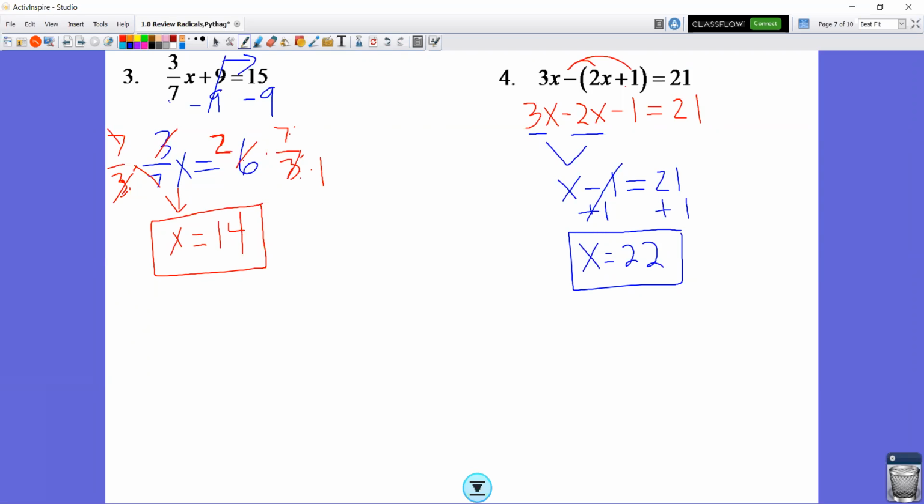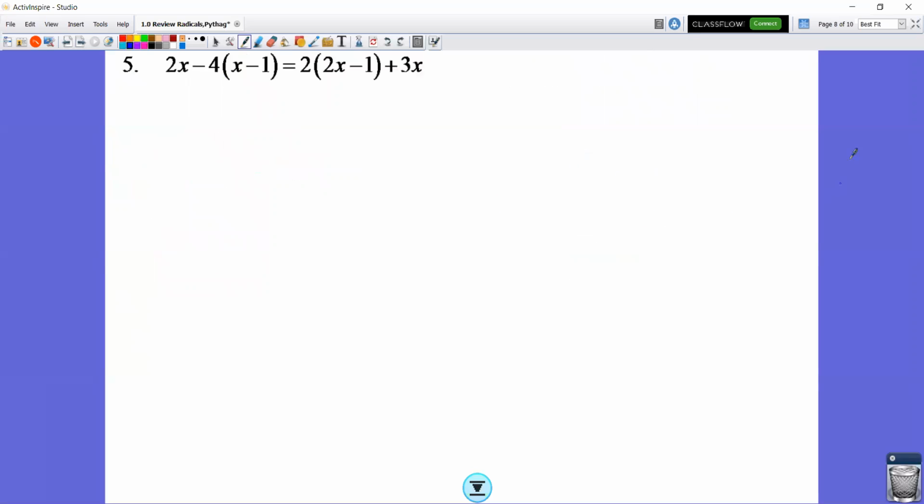All right, I have one more example we're going to do. It's pretty beefy, but it's related to these solving equations here. So go ahead and take a moment, write this down, and try to solve it. And then when I go through it, see if you got the right answer.